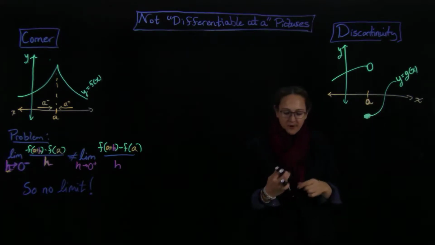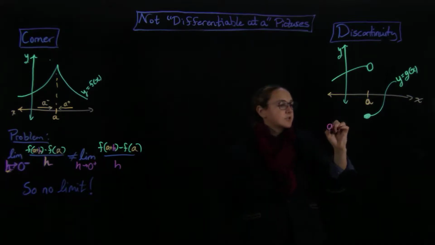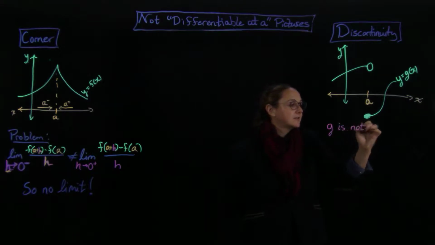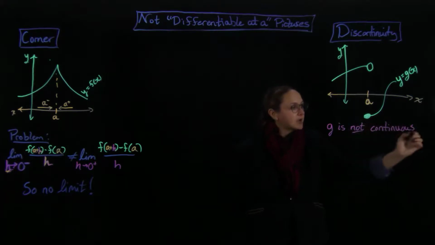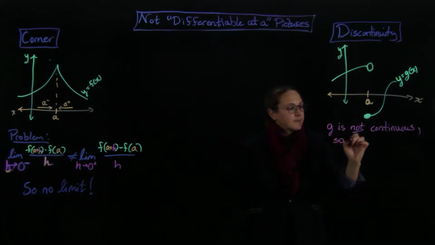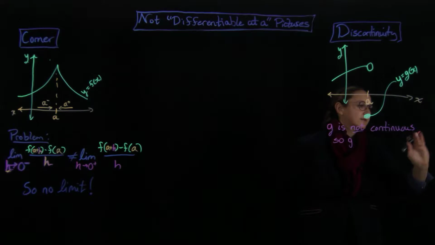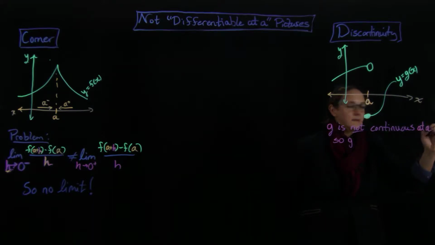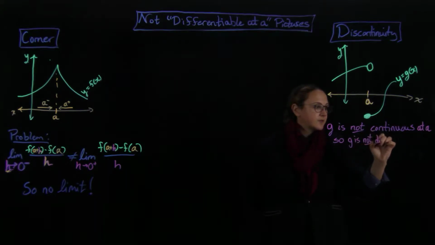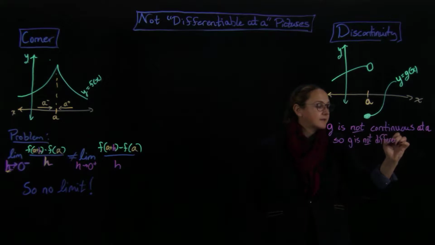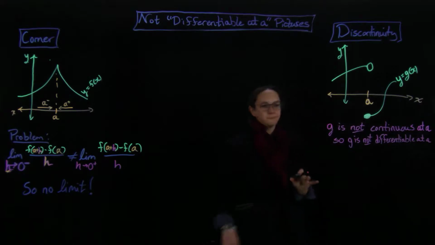So the problem here is, write the problem in red. G is not continuous, right? And we talked about last time, if I'm differentiable, then I'm continuous. So if I'm not continuous, then I'm not differentiable. So not continuous at a, that's a key point here. So g is not differentiable at a. Being not continuous is enough to be not differentiable.